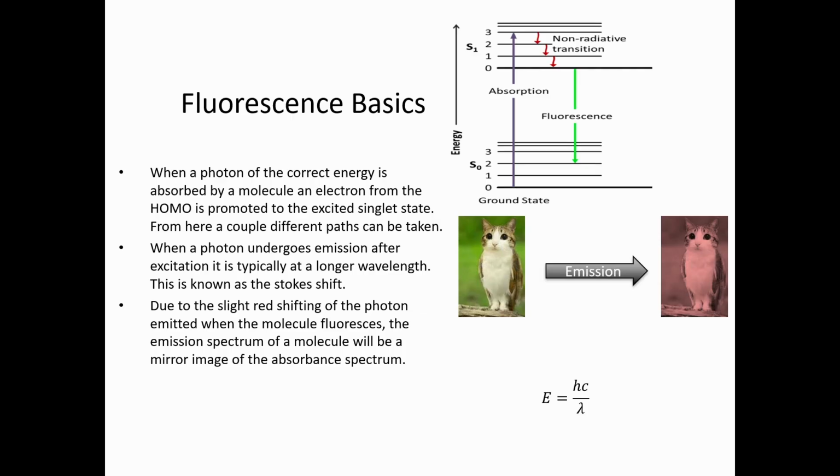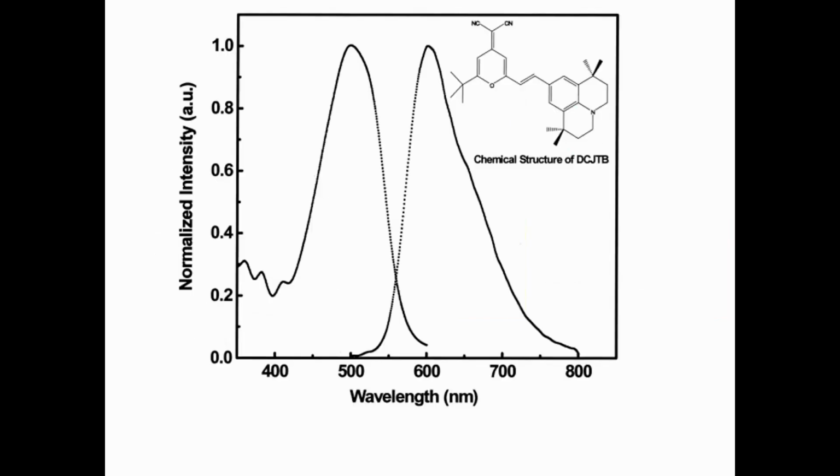And due to the slight redshifting of the photon emitted when the molecule fluoresces, the emission spectrum of a molecule will be a mirror image of the absorbance spectrum. To further illustrate that last point, we can look at the absorbance and emission spectra of this chemical, DCJTB. On the left side, we have the absorbance spectrum, and on the right side, we have the emission spectrum. As we can see, right around 500 nanometers, the absorbance spectrum peaks out. At the same time, you start to see a rise in our emission spectrum, and it's almost like it's mirrored, roughly around the 560 nanometer range.